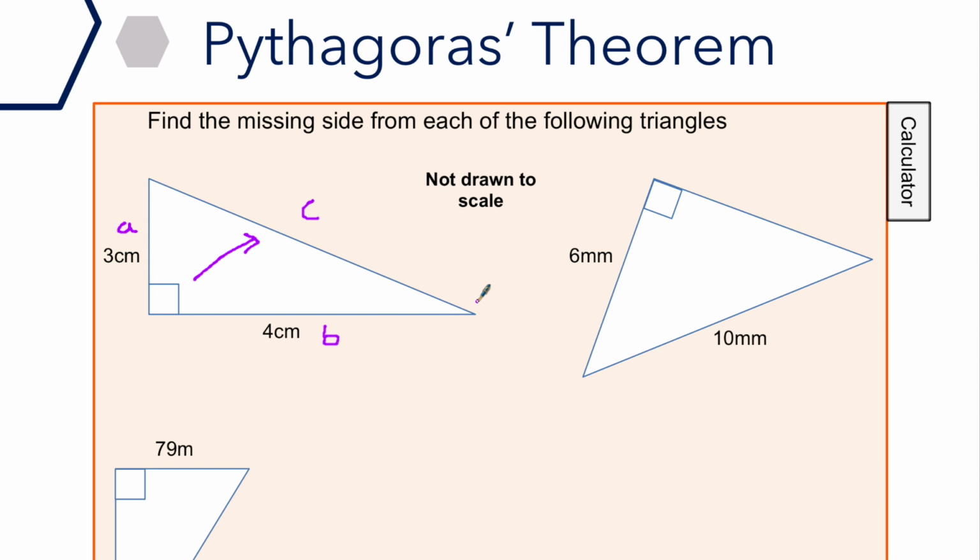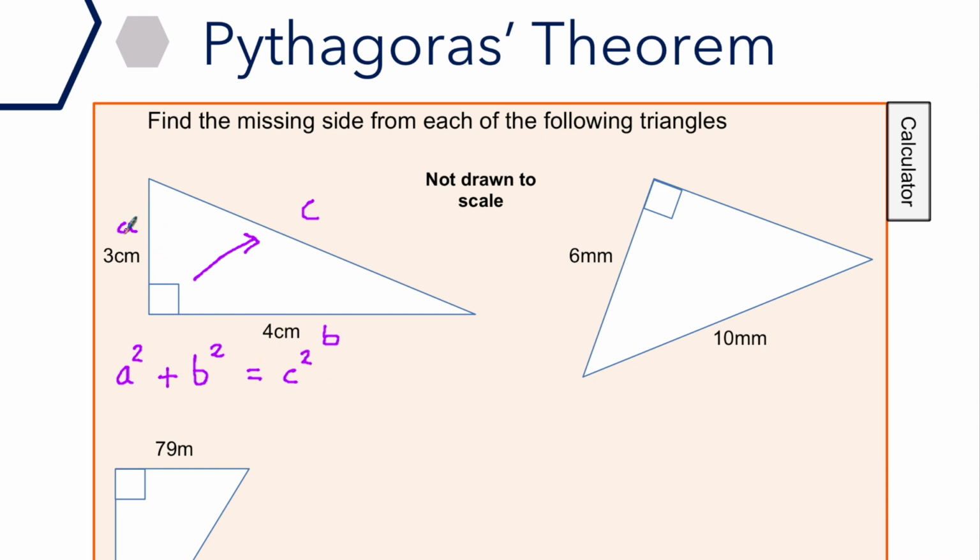Now what Pythagoras' theorem states is that a squared plus b squared will always equal c squared. So I'd always start by writing that formula out. And then we're just going to sub in what we know.